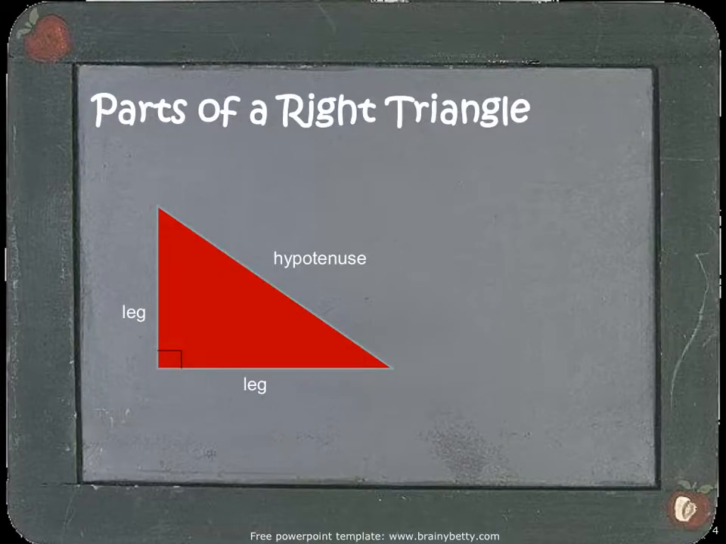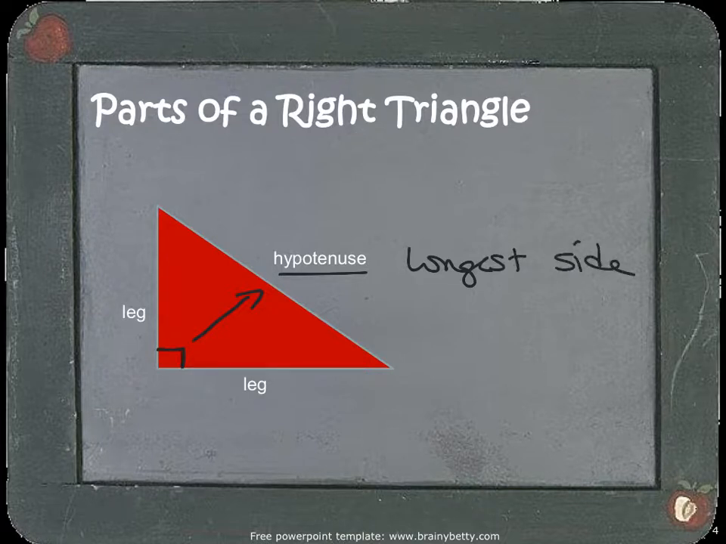Next slide. Now, for the next shortcut, we need to understand the parts of a right triangle. So when you have a right triangle, so we have a right angle here in our triangle, the side that's opposite the right angle is called the hypotenuse. It's always going to be the longest side of my triangle. The two sides that create the right angle are called the legs. So when we're trying to use this next shortcut, you need to be able to recognize which side is a leg and which side is a hypotenuse.